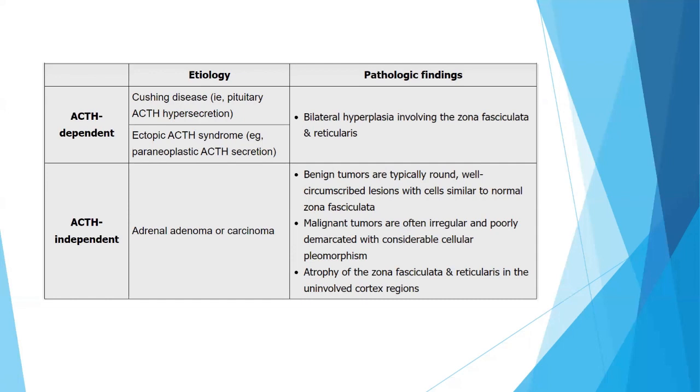So the pathological findings will be, benign tumors are typically round, well circumscribed lesions with small cells, which are similar to the zona fasciculata. Malignant tumors are often irregular and poorly demarcated with considerable cellular pleomorphism. There is atrophy of the zona fasciculata and reticularis in the uninvolved cortex region.